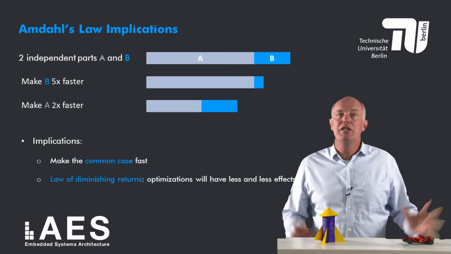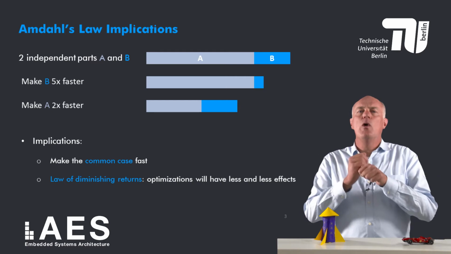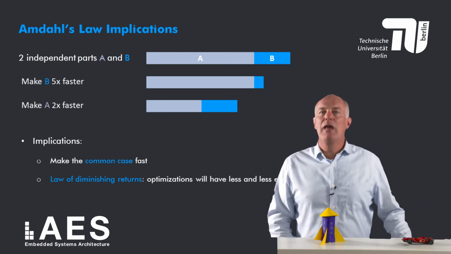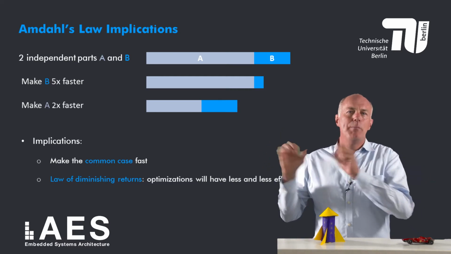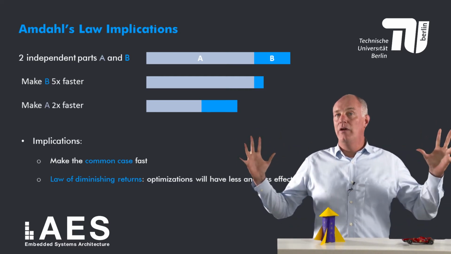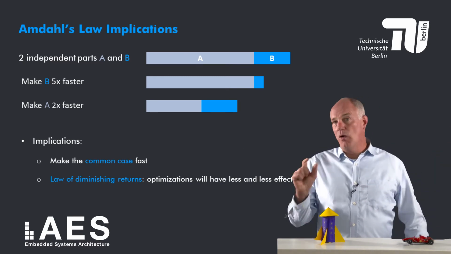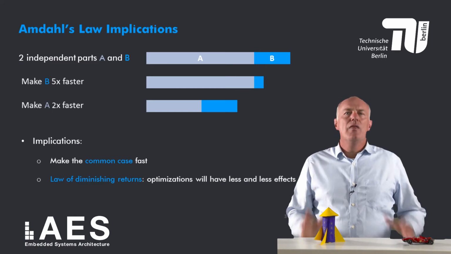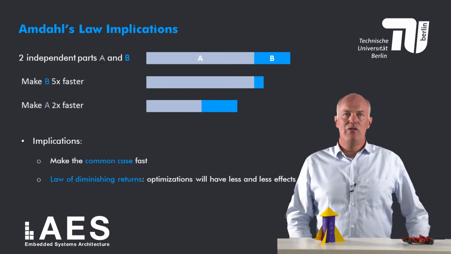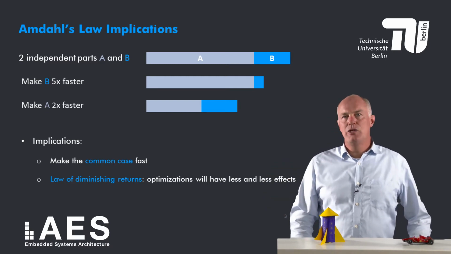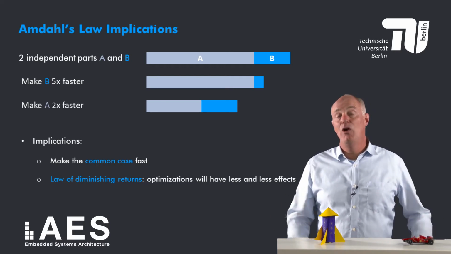This example teaches us the following rules of thumb. First, we should focus on the common case. We should make the common case fast. It doesn't help us if we improve only 1% by a large factor of, say, 100. It makes more sense to improve, let's say, 50% by a small factor of only 2. This example also illustrates the so-called law of diminishing returns. The more you optimize a certain part, the less effect it will have on the overall execution time, unfortunately.